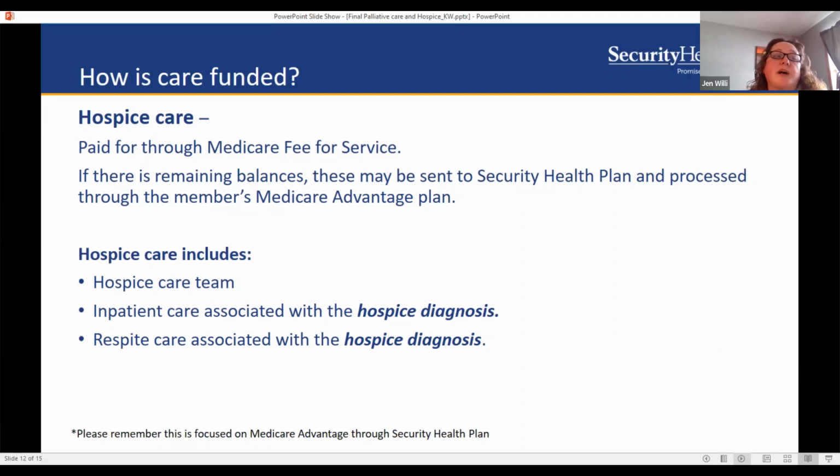But if that person would also be on, say, cholesterol meds or eczema cream, these would be handled as they were prior to going on hospice, as they are not related to the hospice diagnosis. Again, anything that is not related to the hospice diagnosis is going to be paid like it was prior to being on hospice services.